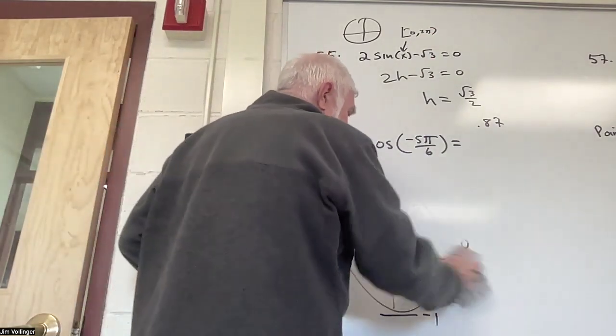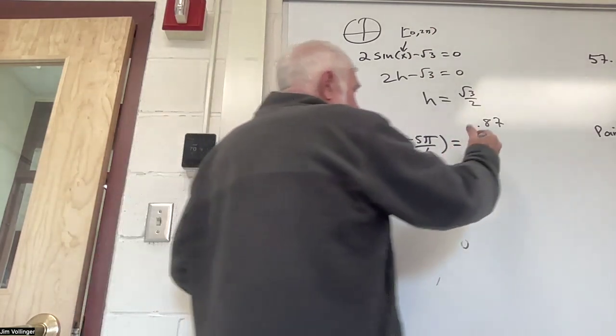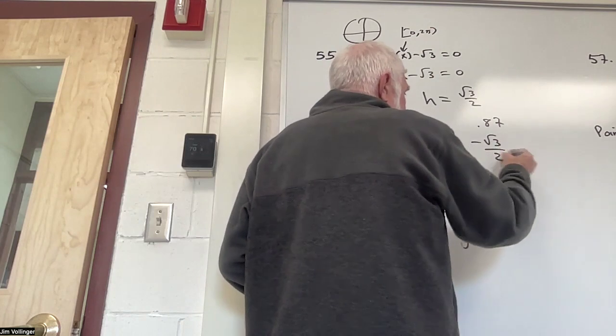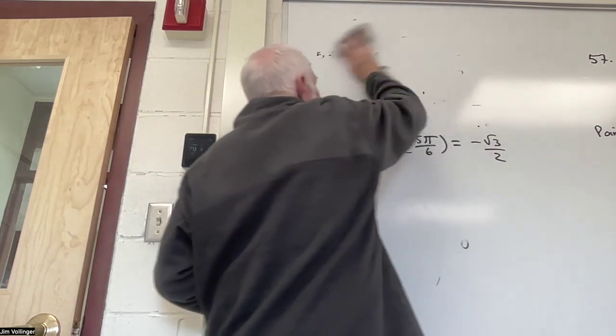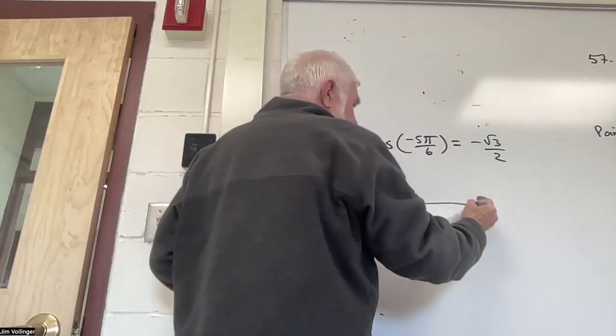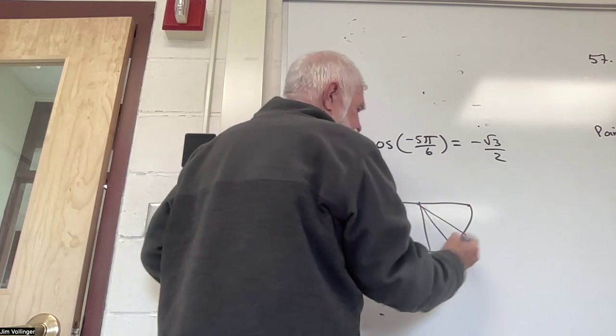Minus 5 pi over 6. Can you do it in your head? I think so. I think I'm looking at minus root 3 over 2, but let's find out with a drawing. Good drawings get good answers. Minus pi over 6 is the bottom half of the circle, broken up into 6 parts.